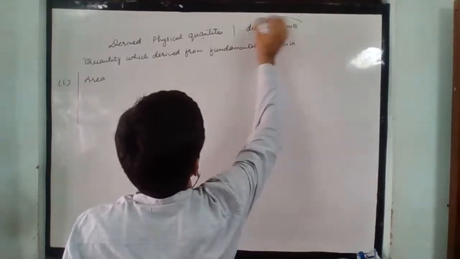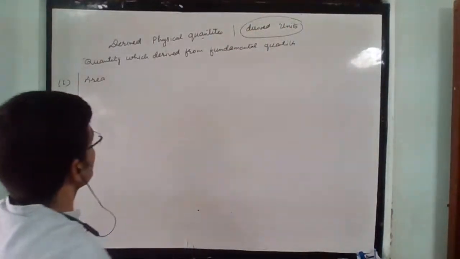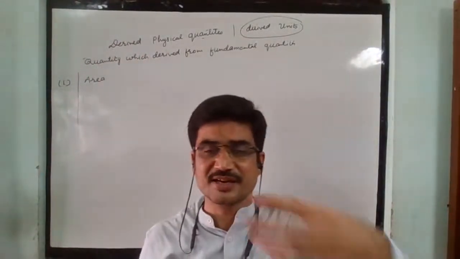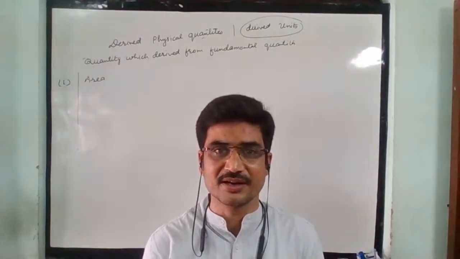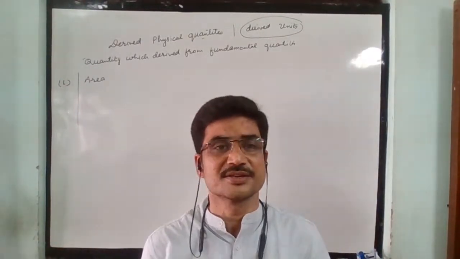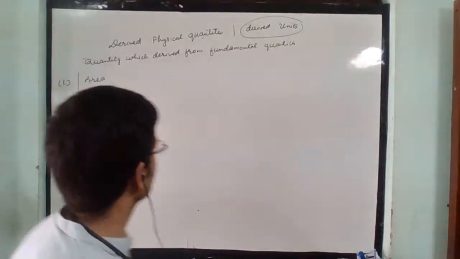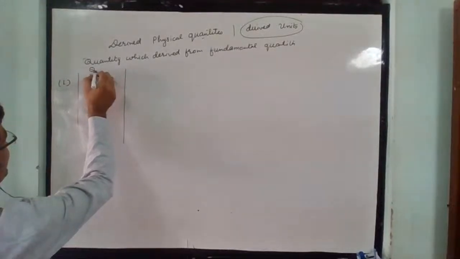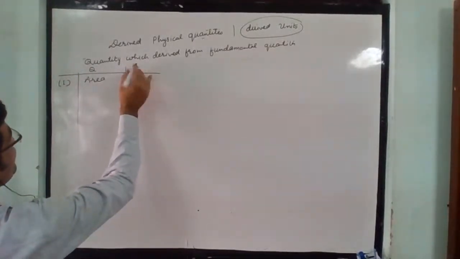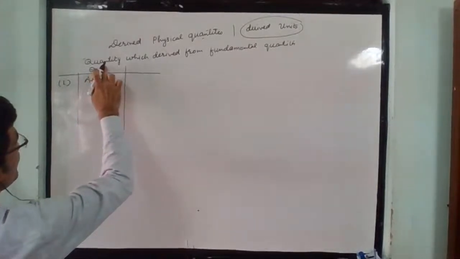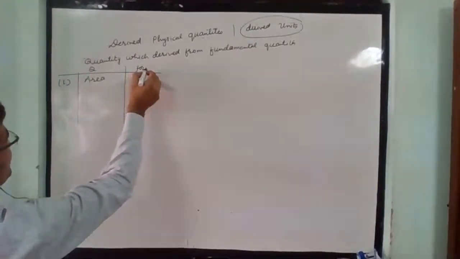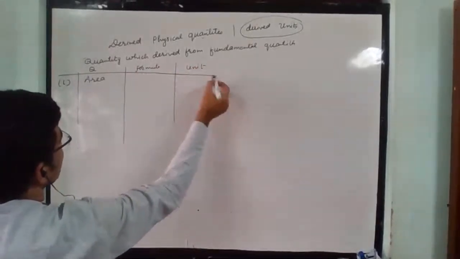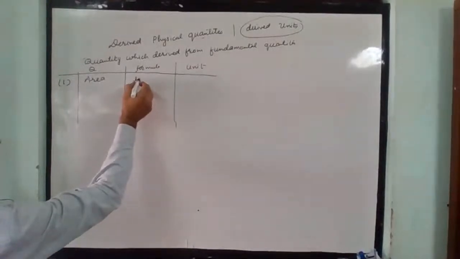So what are derived units? We have derived quantities, and the units used to measure derived quantities are called derived units. You know how to measure area. We make a table: quantity, formula, and its unit. Simply, you know it is length into breadth.